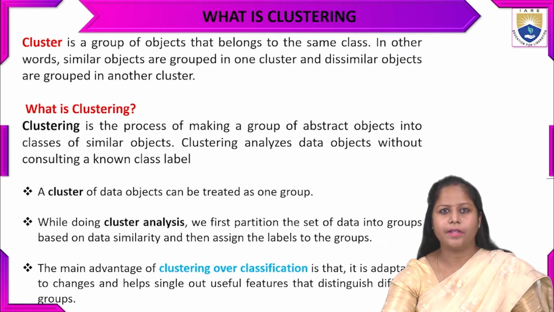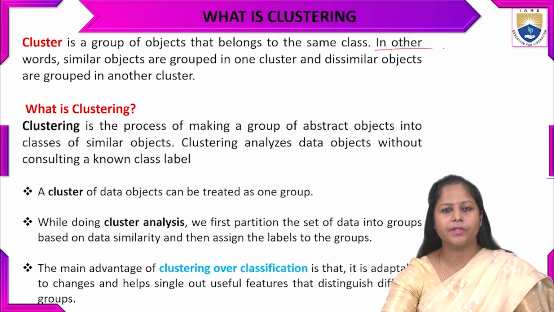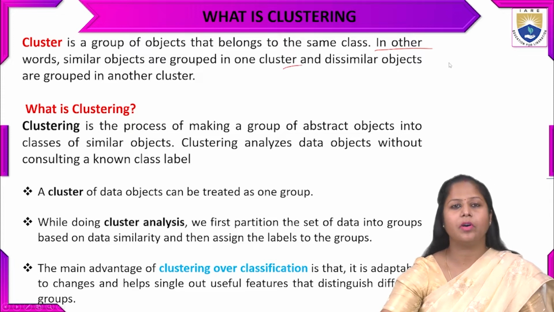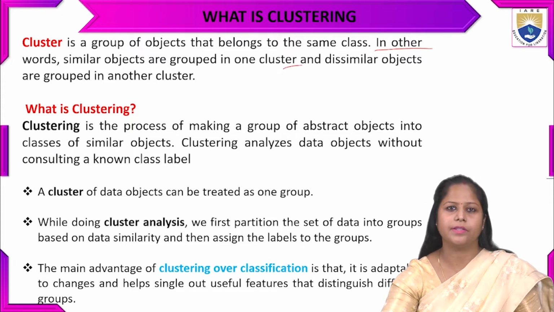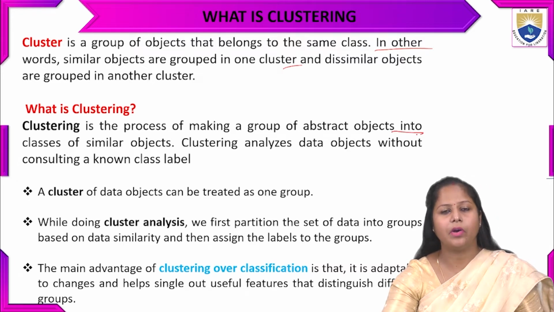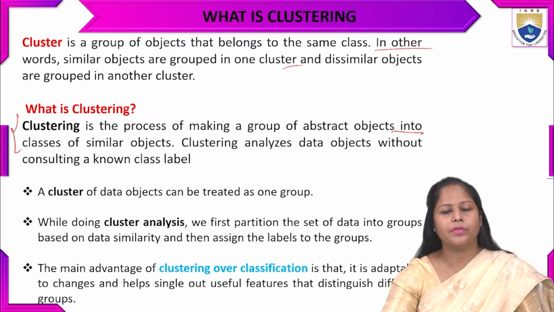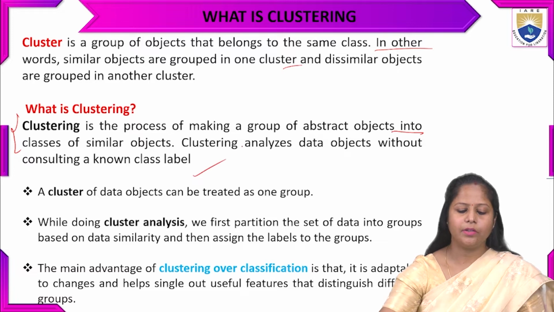A cluster is nothing but a group of objects that belong to the same class. In other words, similar objects are grouped in one cluster and dissimilar objects are grouped into another cluster. So that is called a cluster. Clustering is the process of making a group of abstract objects into classes of similar objects, right? So clustering analyzes data objects without consulting a known class label.